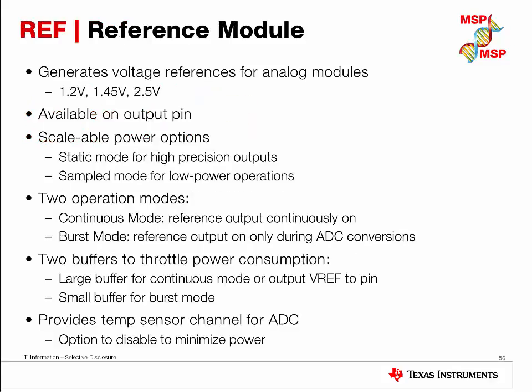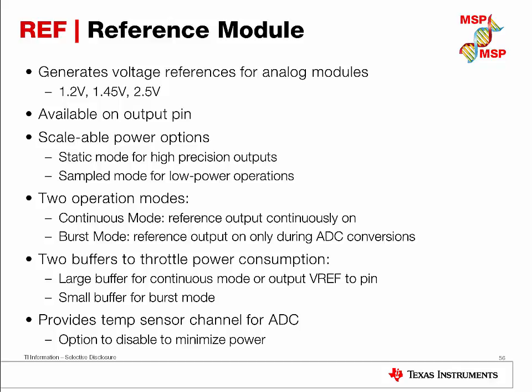The next analog module that is introduced in the MSP432 family is the reference module. The reference module is extremely flexible with different power as well as operating modes, so the reference can be used to generate the voltage output for various analog modules. The different voltages are 1.2 volts, 1.45, and 2.5 volts. The reference can also be brought out to an external pin that can be used to drive external peripherals.